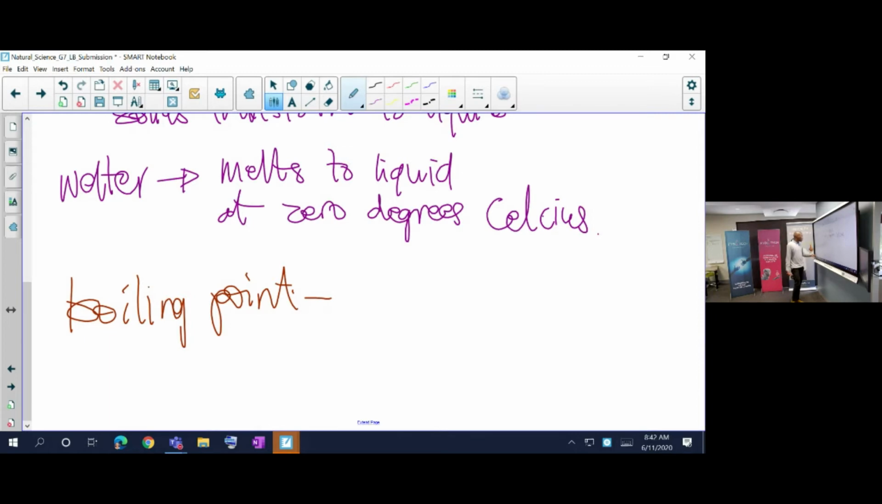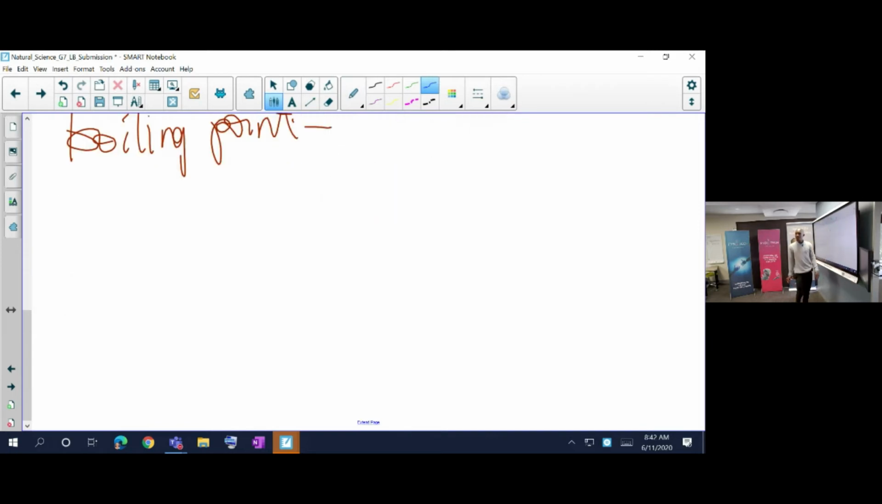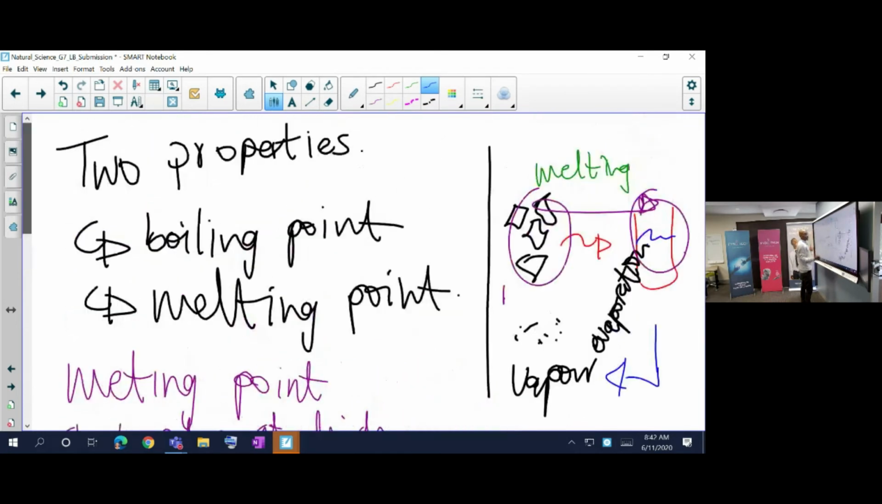So now we're looking at boiling point. What do we mean by boiling point? Let's go back to our water phase change scenario. Remember that drawing of ice, and here we are back here. Ice, liquid, vapor. So in between our water going from liquid to vapor, we have evaporation or boiling, right?